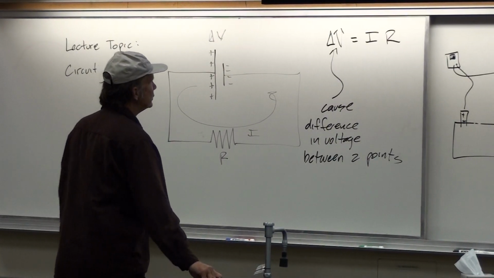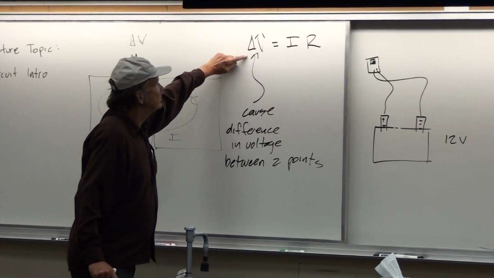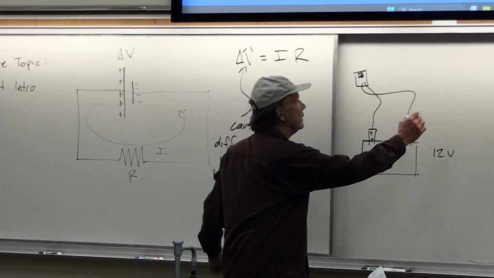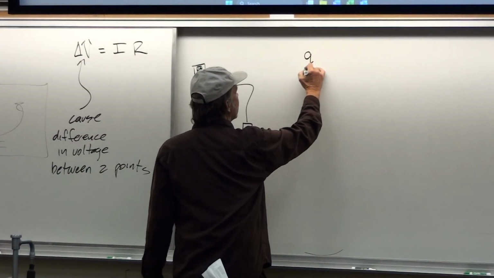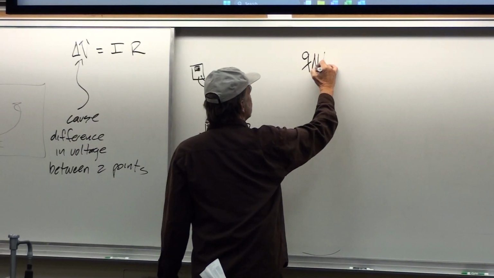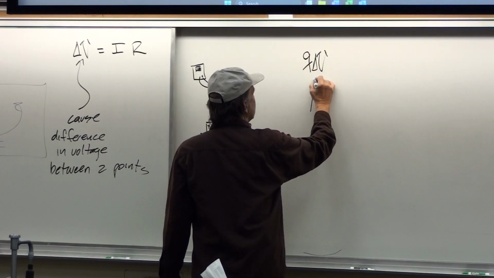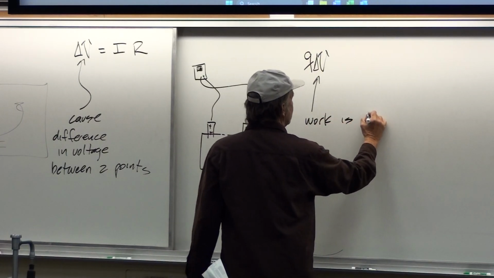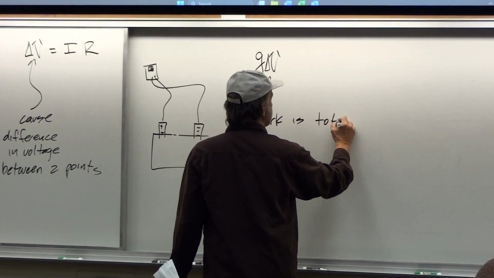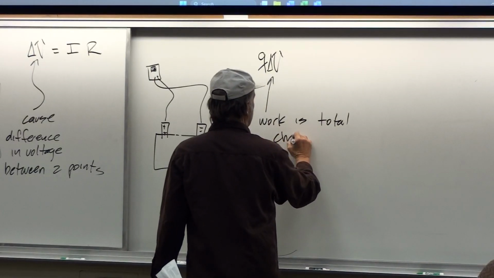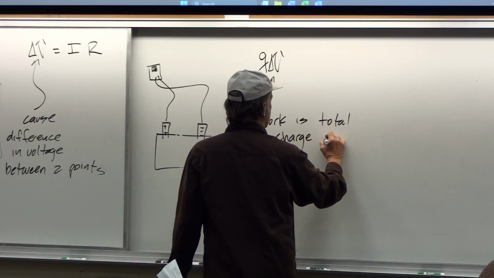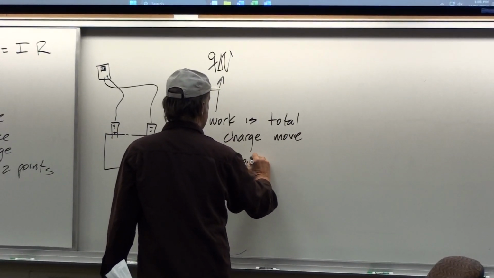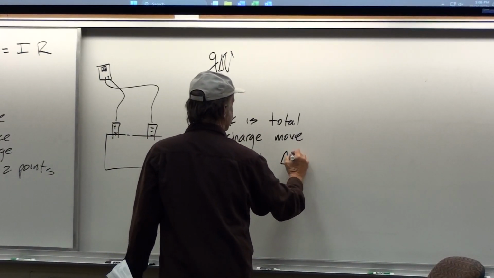Now this is just potential to do work. Remember that to do work, we have to move a charge through that difference in potential, Q delta V. So work is total charge moved through a change in voltage, delta V.